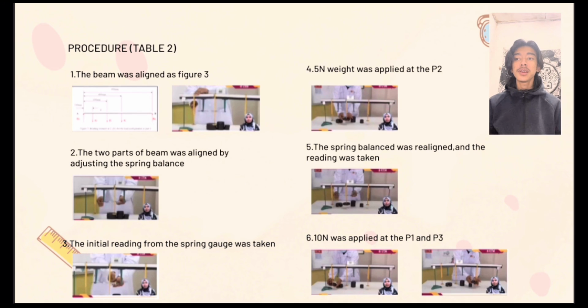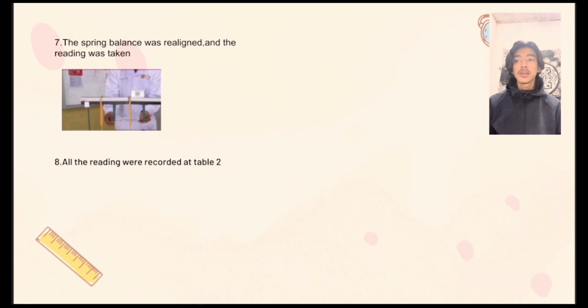For the procedure for table 2, first the beam was set up as in figure 3. The two parts of the beam were aligned by adjusting the spring balance. The initial reading from the spring gauge was taken, and after that a 5 Newton weight was applied at P2. The spring balance was realigned and the reading was taken. Then 10 Newton was applied at P1 and P3, the spring balance was realigned and the reading was taken. Lastly, all the readings were recorded in table 2.